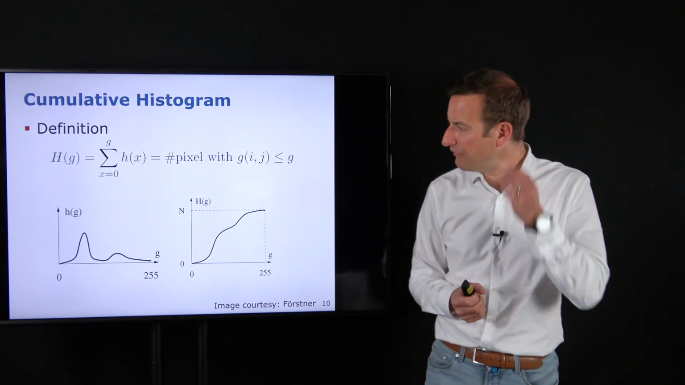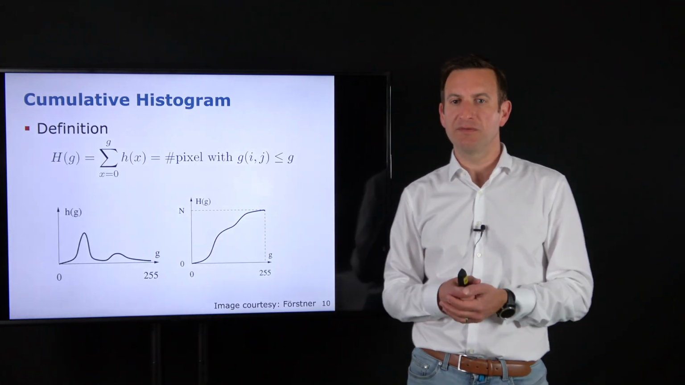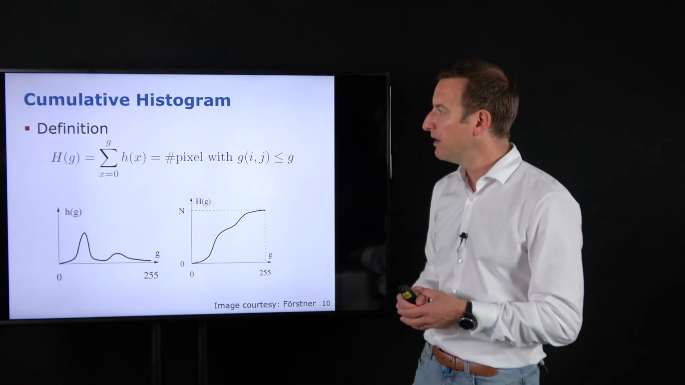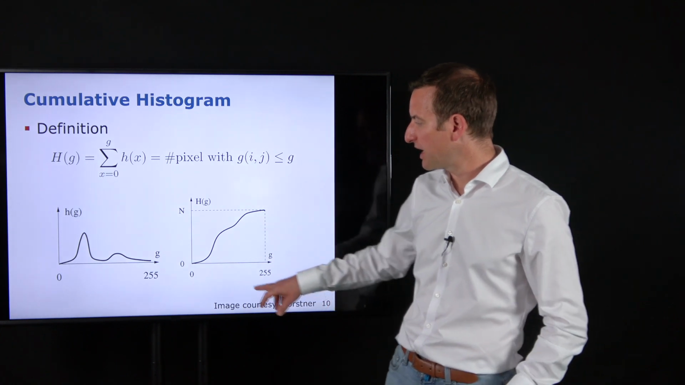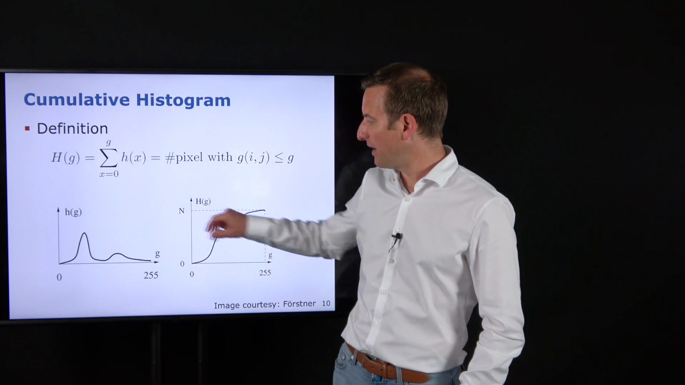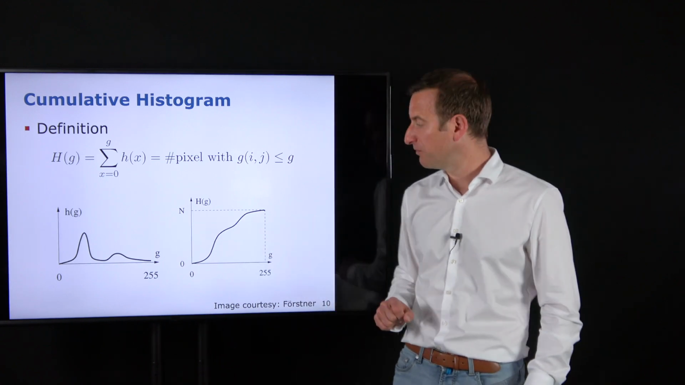What I can also do once I have a histogram, I can compute the so-called cumulative histogram. So what's the cumulative histogram? The cumulative histogram is a function which again has the same input range from 0 to 255 and the y value from 0 to n, where n is the number of pixels.